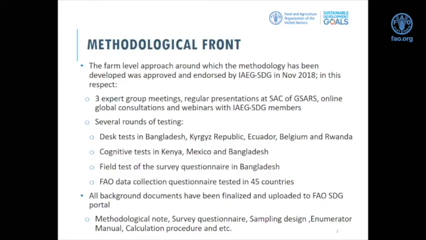So in total, for the development of the methodology, we organized three expert group meetings. We presented it regularly at the Scientific Advisory Committee of the Global Strategy to Improve Agriculture and Rural Statistics. We carried out an online global consultation where at one stage the methodology was shared with the national statistical offices of all the member states, of all the countries across the globe, for their comments. And thereafter, we conducted several webinars with the IAEG SDG members on the refinements for the biodiversity sub-indicator.